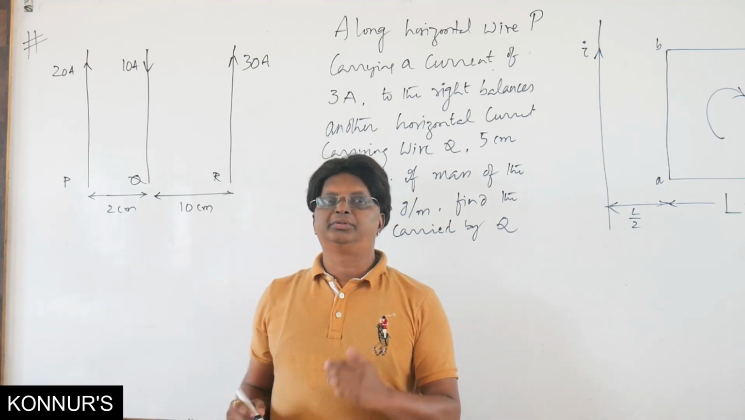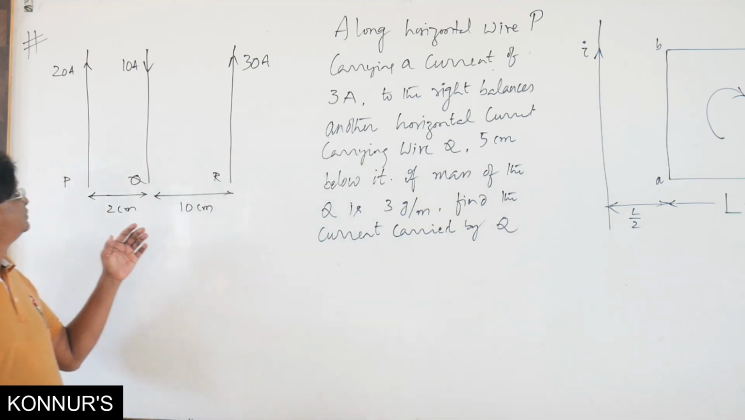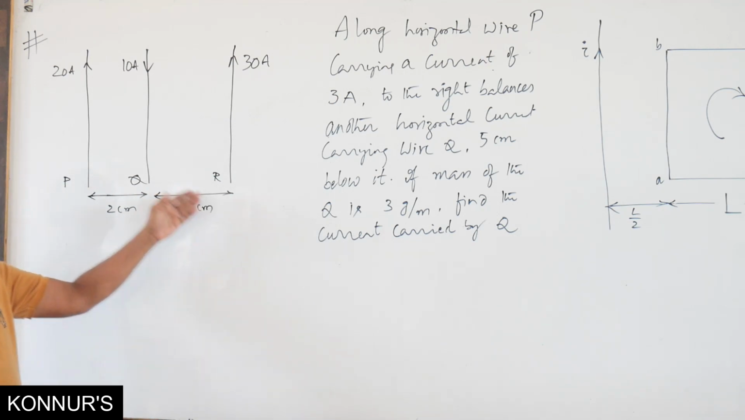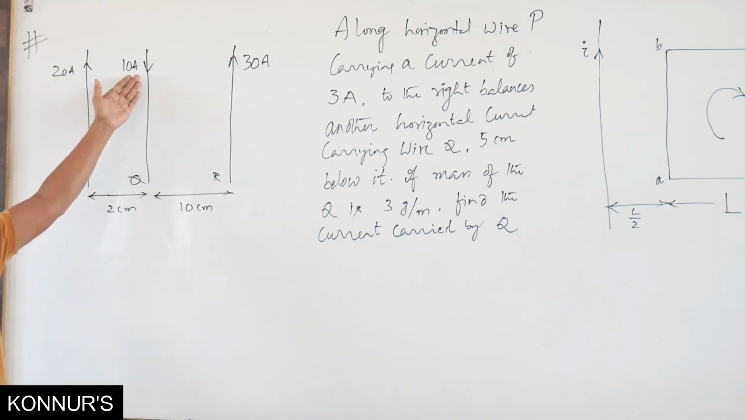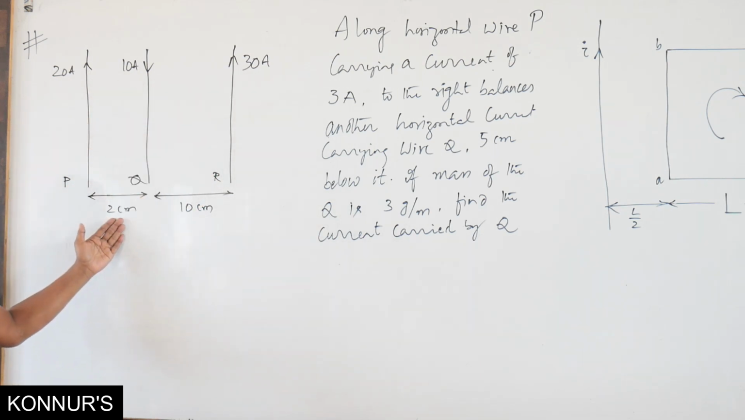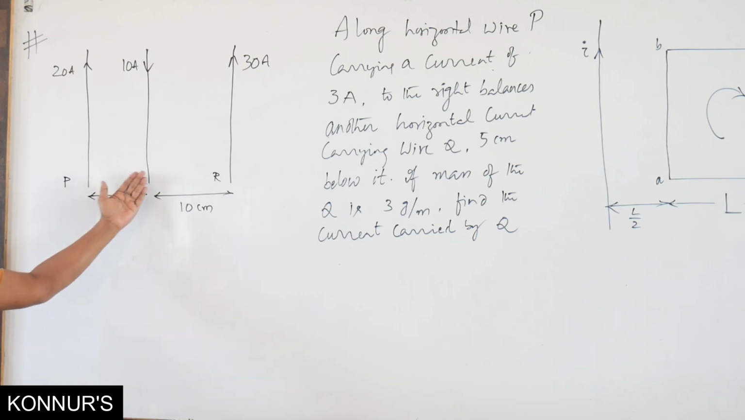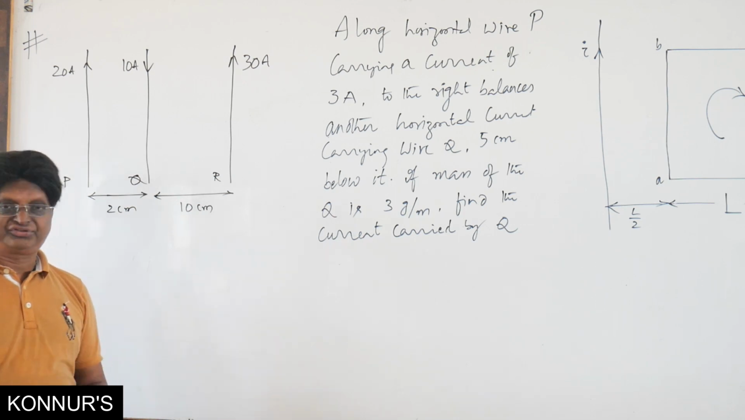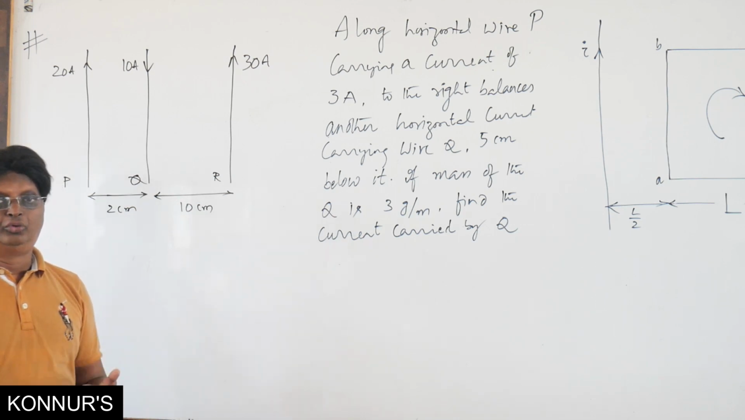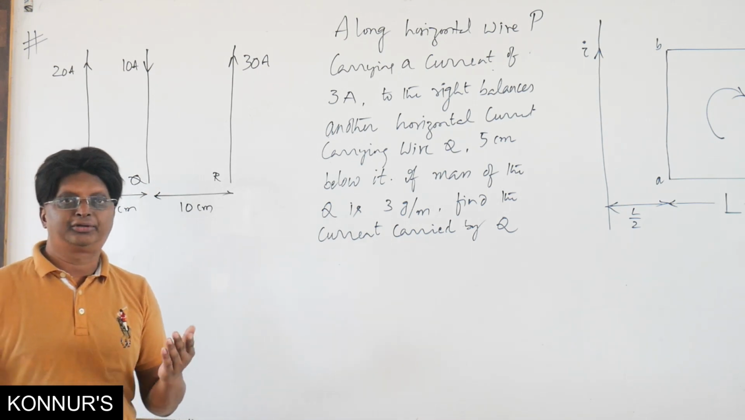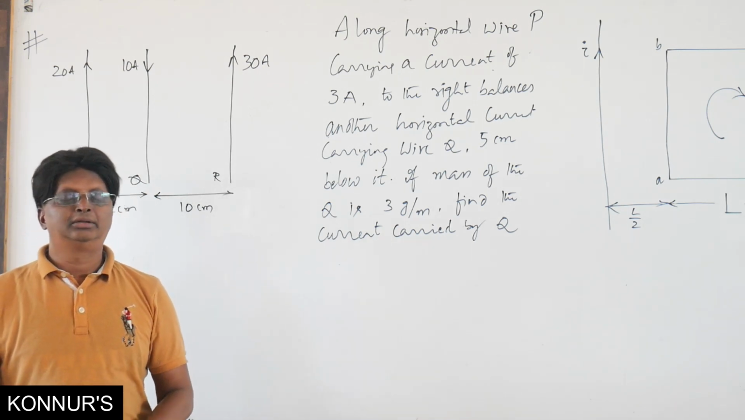Now in the first example, the example says P, Q, R, three long straight conductors. Currents are given to be 20, 10 and 30 amperes in P, Q and R. The distances are also given in the data. P and Q parallel separation 2 cm, Q and R parallel separation 10 cm. Now the question is, find the net force on any of the conductors. For example, net force on P or Q or R.